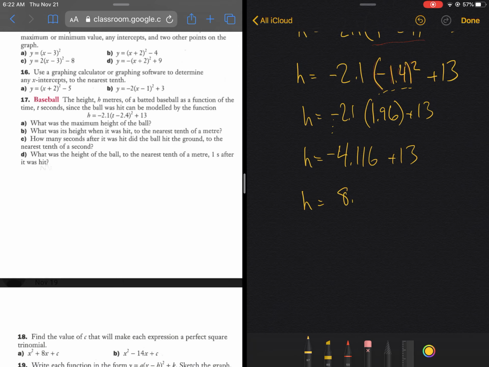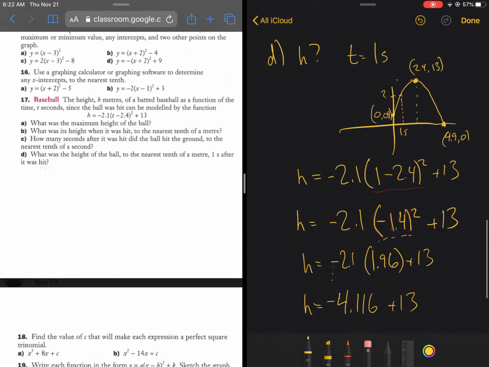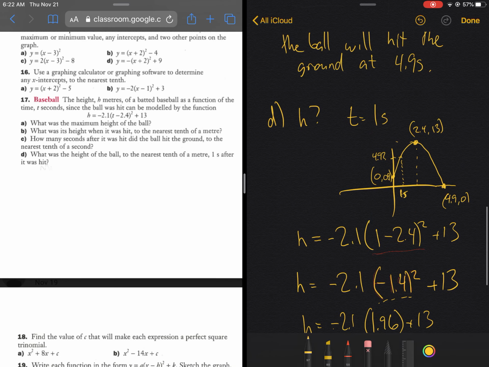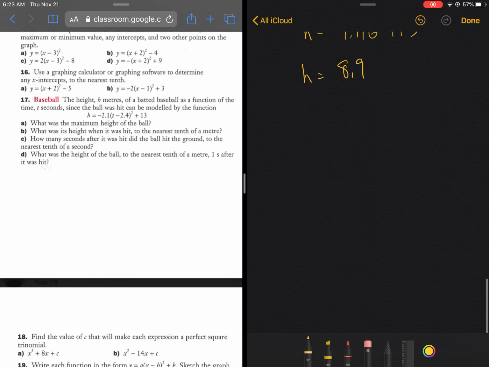h equals 8.9. So at 1 second, this would be about 8.9 meters. We can just state that after 1 second, the ball has a height of 8.9 meters. Okay, that's it for question 17.